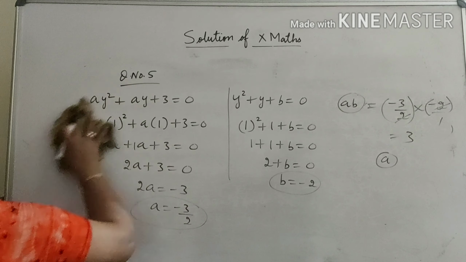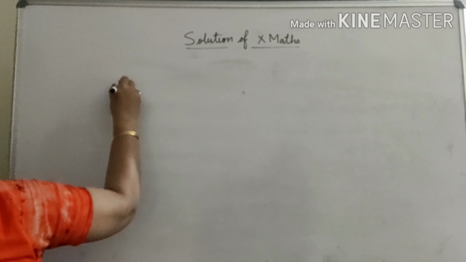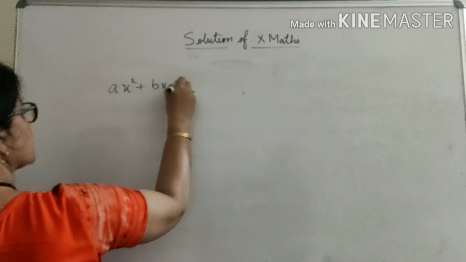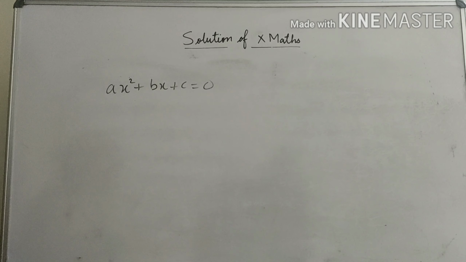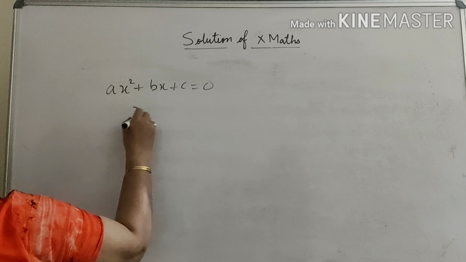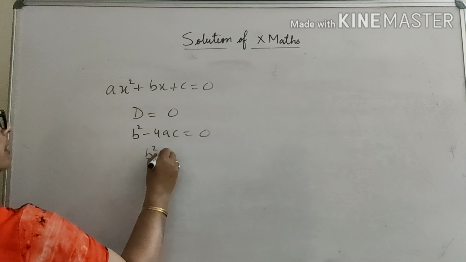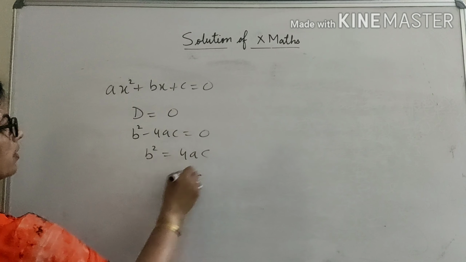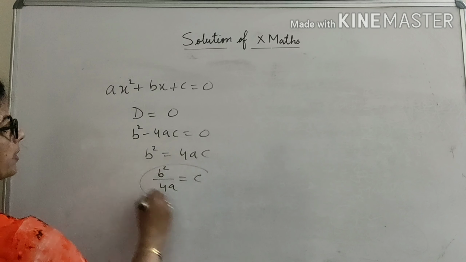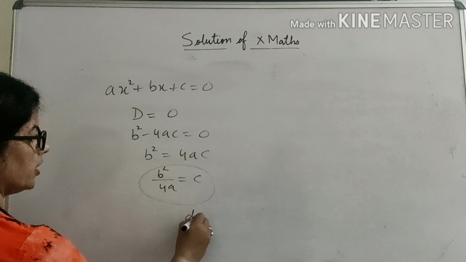Now question number 6. In question number 6, he is saying that ax square plus bx plus c equal to 0 has equal roots. Then find the value of c here. As roots are equal, the discriminant is 0, meaning b square minus 4ac equal to 0. b square is equal to 4ac. We want to find c, so b square by 4a will be the right answer, and this option is D. D option is the right answer.